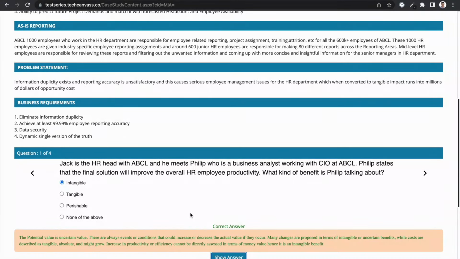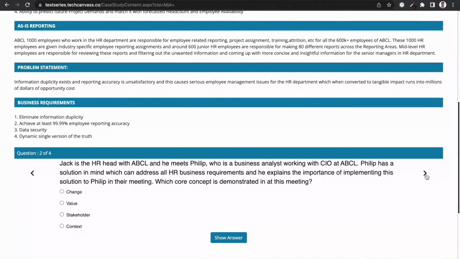The potential value is uncertain, as there are always events or conditions that could increase or decrease the actual value if they occur. So let's see the next question. Jack is the HR head with ABCL and he meets Philip, who is a business analyst working with the CIO at ABCL. Philip has a solution in mind which can address all HR business requirements, and he explains the importance of implementing this solution to Jack in their meeting. What core concept is demonstrated at this meeting? This question is from BACCM, the Business Analysis Core Concept Model, and there is a statement as well.